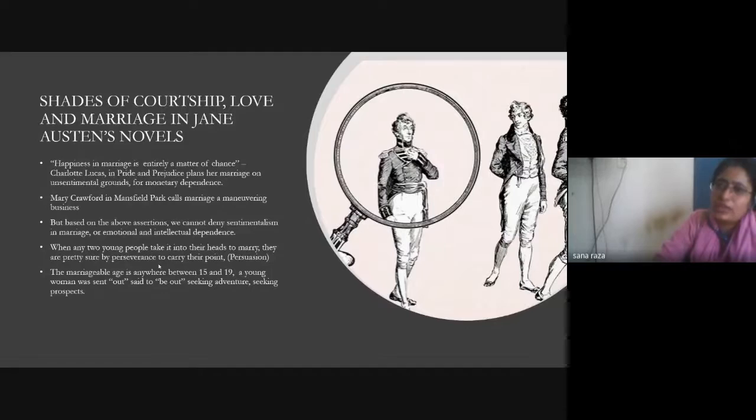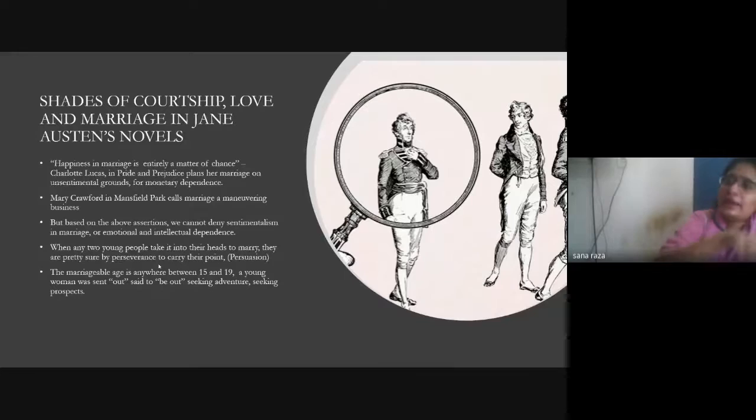Mary Crawford in Mansfield Park calls marriage a maneuvering business. So she was skeptical about marriage, but based on the above assertions, we cannot deny sentimentalism in marriage or emotional or intellectual dependence in marriage. When any two young people take it into their heads to marry, they are pretty sure by perseverance to carry their point, as she says in Persuasion. The marriageable age is anywhere between 15 and 19. A young woman was sent out, or said to be out, seeking adventure, seeking prospects. So once a girl turned anywhere between 15 and 19, she was considered eligible to marry.